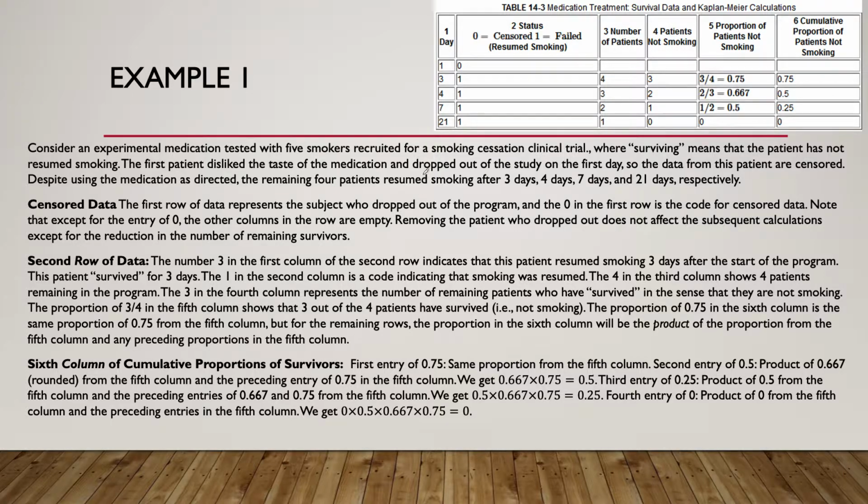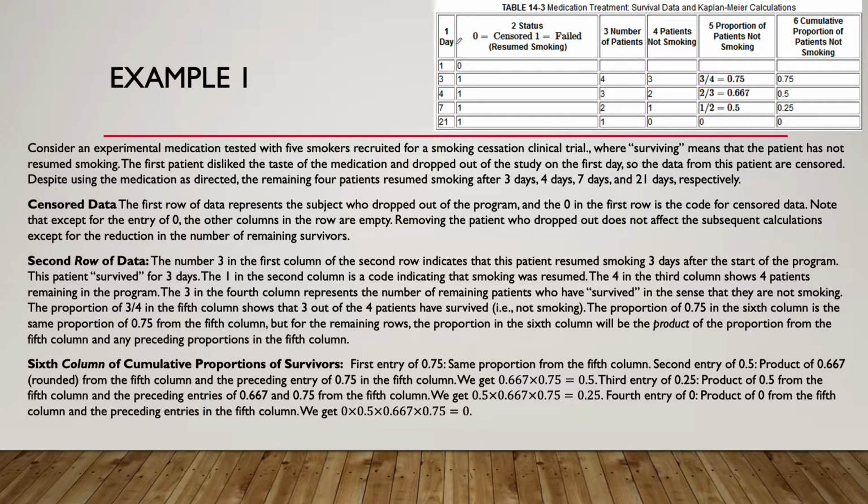So for the censored data, the first row of data represents the subject who dropped out of the program, and the 0 in the first row is the code for the censored data. So right here. Note that except for the entry of 0, the other columns in the row are empty. Removing the patient who dropped out does not affect the subsequent calculations except for the reduction in the number of remaining survivors.